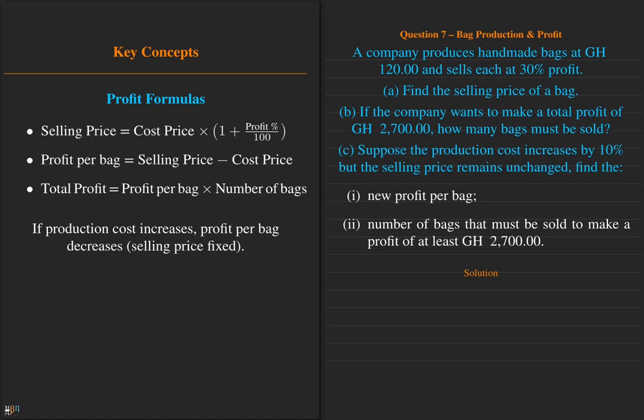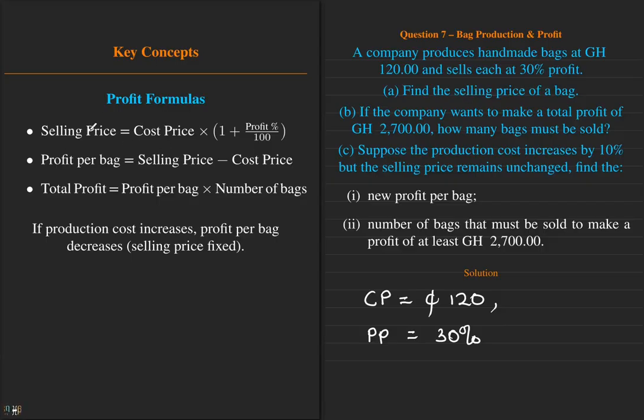So let's solve the question. The company produces a handmade bag of 120. So that is going to be our cost price. That is the production price, the cost of production. So we use CP for that. Our cost price is 120. Now we have our profit percent. Profit percent is PP, and that is 30%. What do we want? We have to find the selling price.